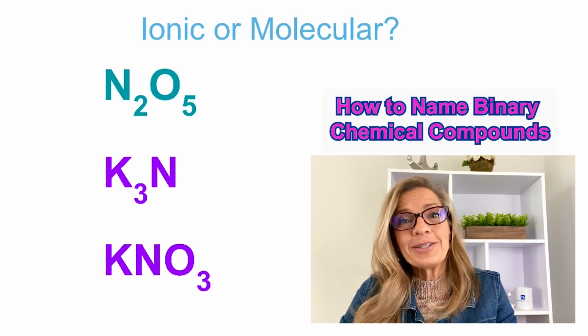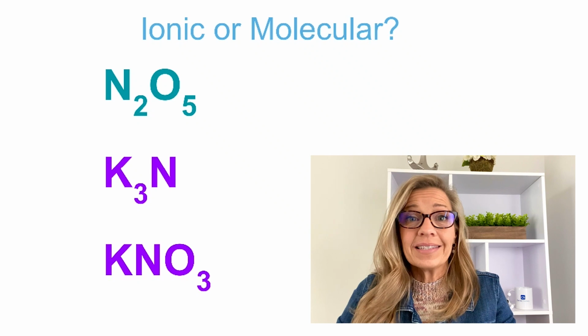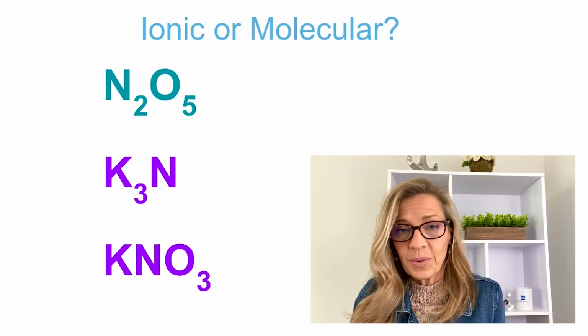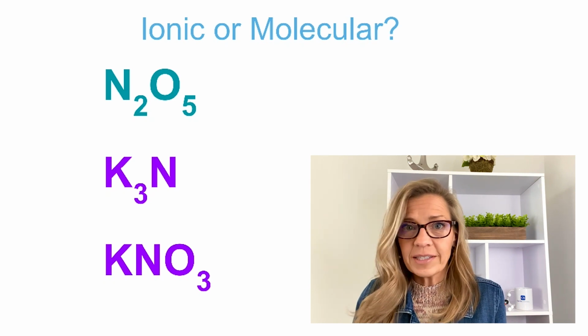In this video, I'm going to show you how to name compounds. Now, the first thing you have to do is decide, is it ionic or molecular? So look at these formulas. They look really similar. Same atoms, we've got subscripts. So how do we know if a formula is ionic or molecular?